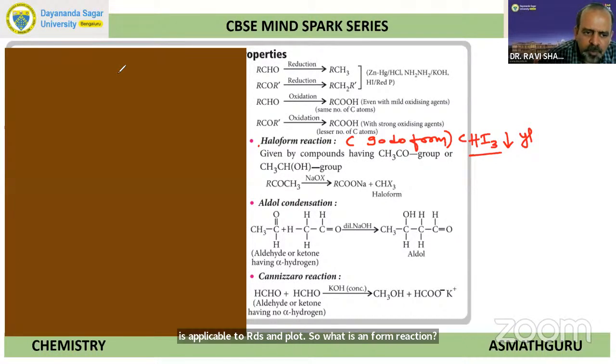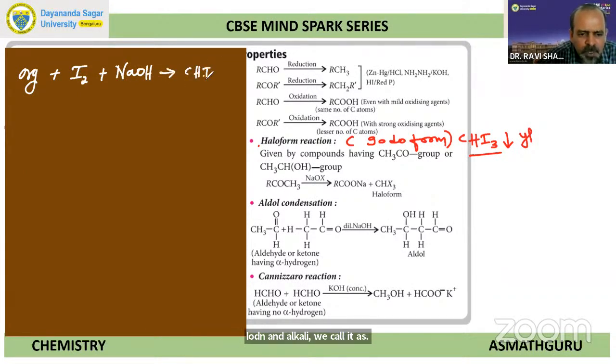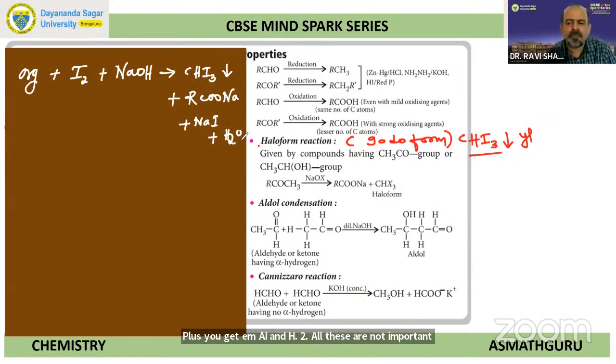Whenever an organic compound, any organic compound, reacts with iodine and alkali, we call it this. Alkali means it may be NaOH also, KOH also. You end up getting CHI3, a yellow precipitate, plus you get RCOONa, plus you get NaI and H2O. All these are not important. Just remember that iodoform.